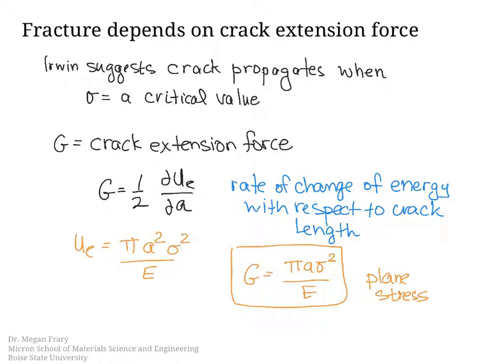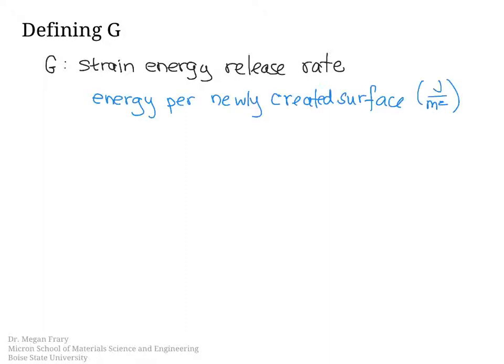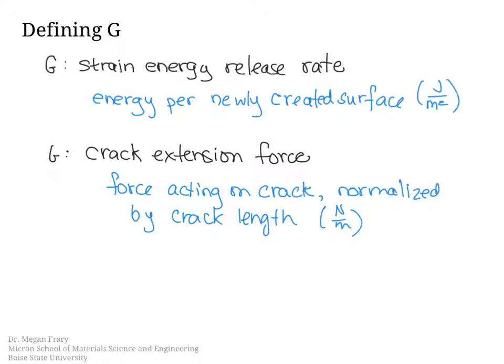But let's dive in a little bit more and see what it is that G really represents. So G is often called the strain energy release rate. It is the energy per newly created surface as the crack grows. G is sometimes called, though, the crack extension force. And in that case, it's the force acting on the crack normalized by the length of the crack. And even though these units look different here between the two, they turn out to be the same once you write the joules in terms of newtons instead.